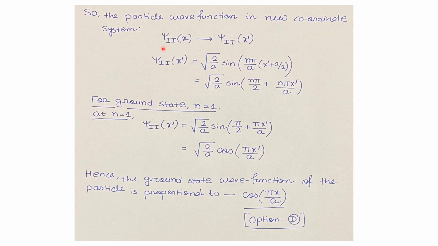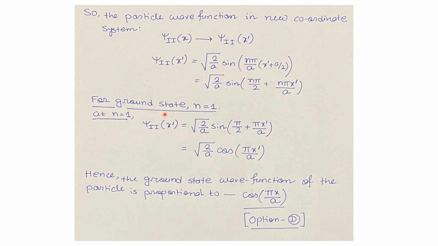Now for the older problem, we know psi2 as a function of x is equal to root over 2 by a times sin n pi x by a. Now we have transformed our coordinate system from x to x dash. So psi2 as a function of x dash will be root over 2 by a times sin n pi by a times x dash plus a by 2, because x has transformed to x dash plus a by 2. That has been shown in the previous slide. So the wave function in the transformed coordinate system will be root over 2 by a times sin of n pi by 2 plus n pi x dash by a.